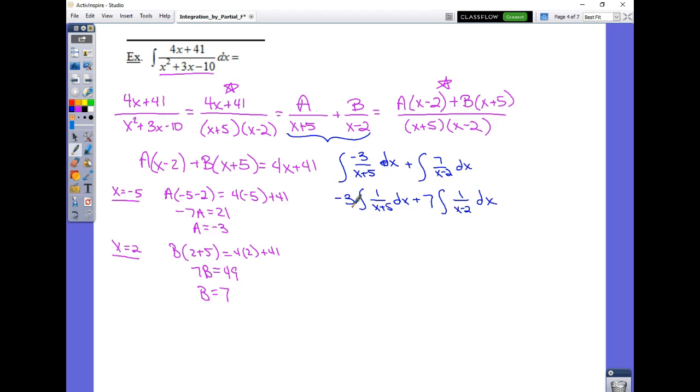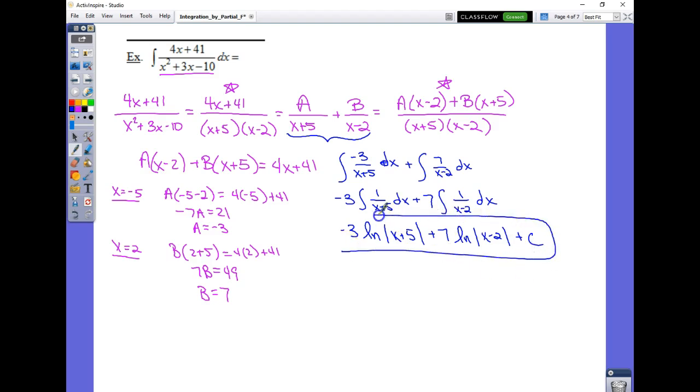This becomes a simple u substitution down here. The x plus 5 can be u subbed to become negative 3 times the natural log of x plus 5. And that would be plus 7 times the natural log. Again, using a u sub on this term, this becomes x minus 2 plus c. And that would be your final term.